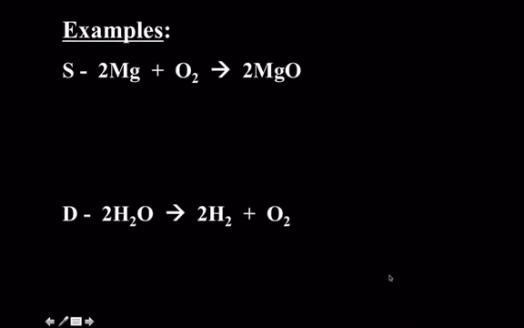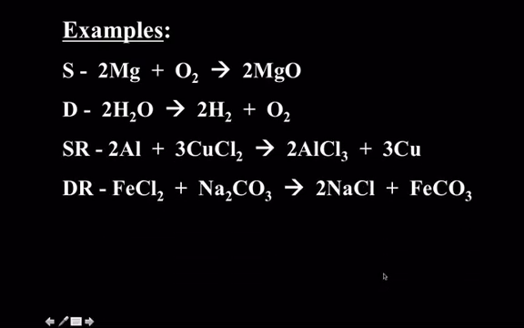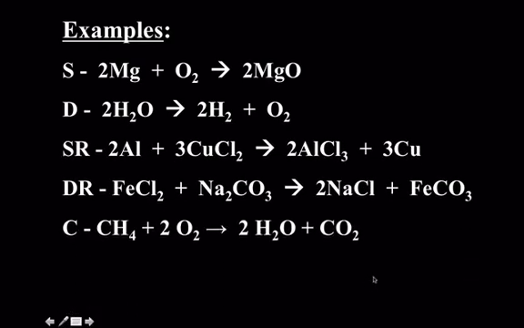We have some examples here of each type. So we have our synthesis up top there. You have the element magnesium reacting with oxygen, and it gives you magnesium oxide. Remember, the key with the synthesis reaction is that you get only one product. Decompositions are opposite, so in that case we're looking for only one reactant. In this case it's water breaking down into hydrogen and oxygen gas.